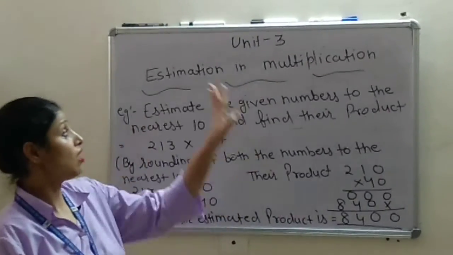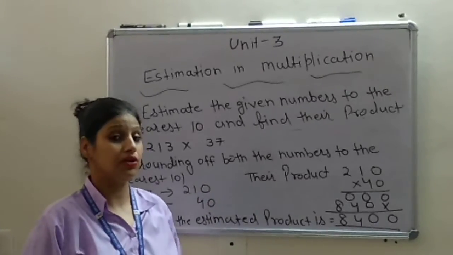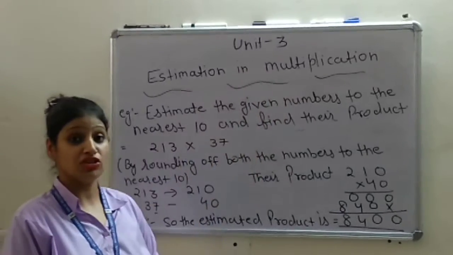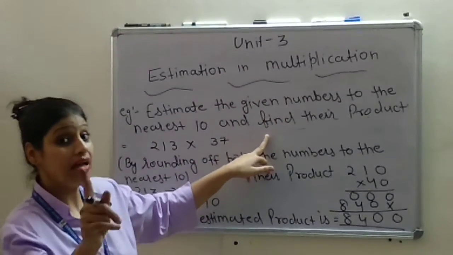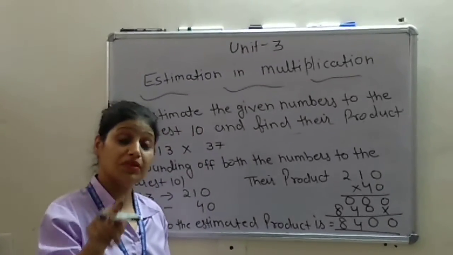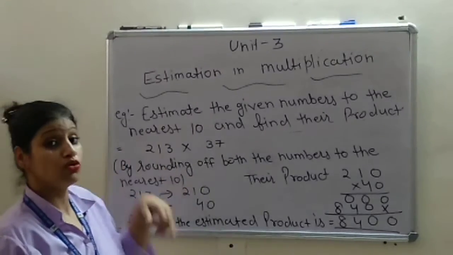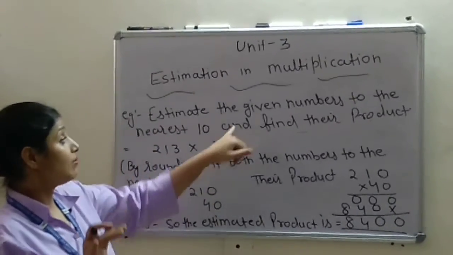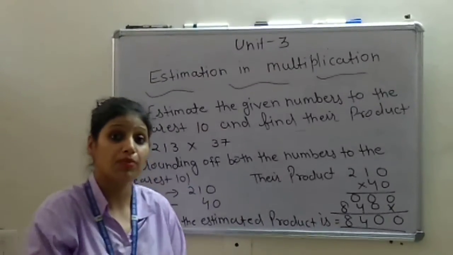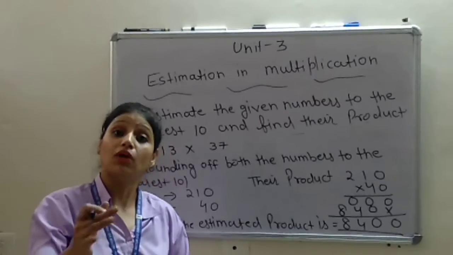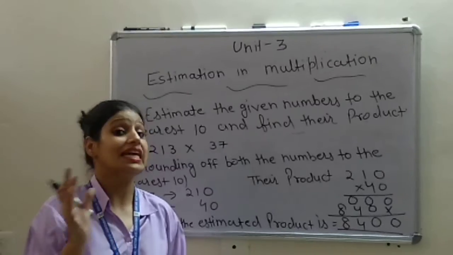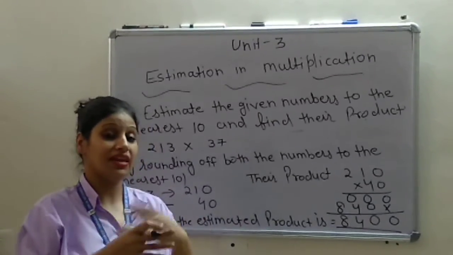So children, I hope you have understood all the concepts given in today's video. Please practice more and more of multiplication questions as well as estimation. Here you can see I have given you to round off both the numbers to the nearest 10. But sometimes it happens that only one number will be given in the question to be rounded off. Sometimes it is given to round off the given multiplier to the nearest 10 or 100, then find the product. Sometimes it will be given to round off the given multiplicand to the nearest 1000 and multiply and find the estimated product. So the question will be given in different forms.